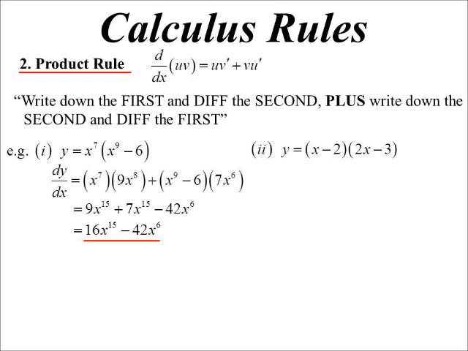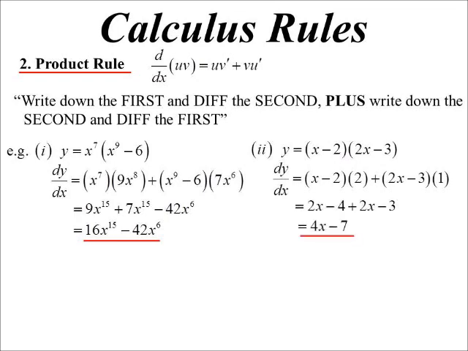Okay, so again, yes, we could expand this out, but let's do it the other way. Write down the first, x minus 2. Diff the second, 2. Plus, write down the second, 2x minus 3. Diff the first, 1. Tidy it up, and we have our answer. So write down the first, diff the second, plus write down the second, diff the first. Don't worry about all this UV dash rubbish. Just complicates things that don't need to be complicated.